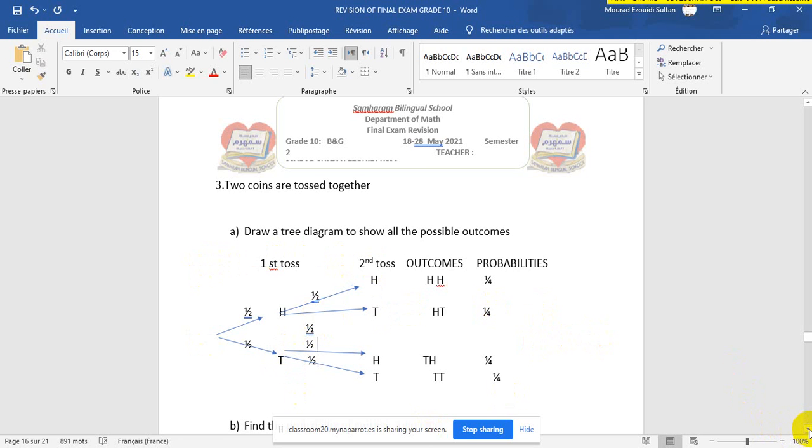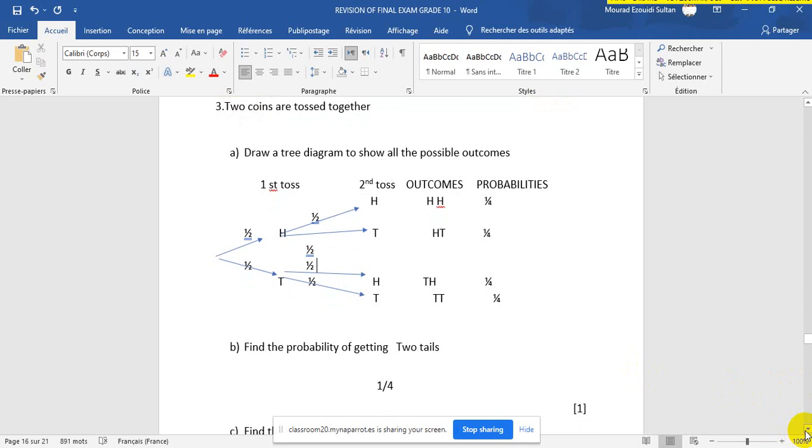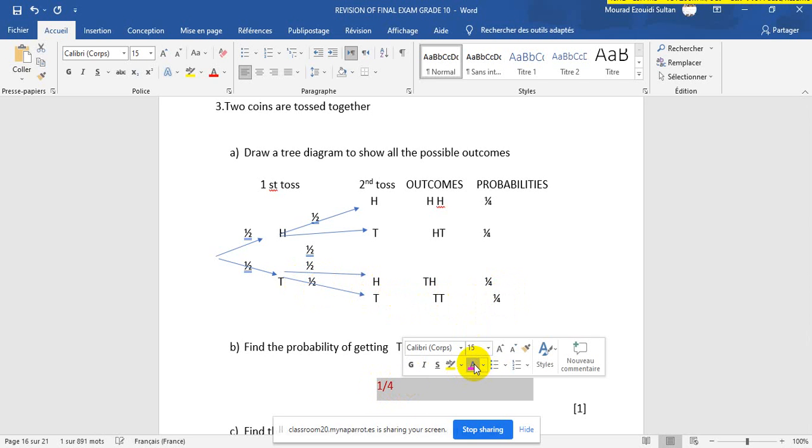The next question: find the probability of getting 2 tails. Two tails means tail in the first toss and tail in the second toss. What is the probability? We said you should multiply the values on the branches. This is 1/2 multiplied by 1/2, which, my daughters, is 1/4. That's why the answer is 1/4.